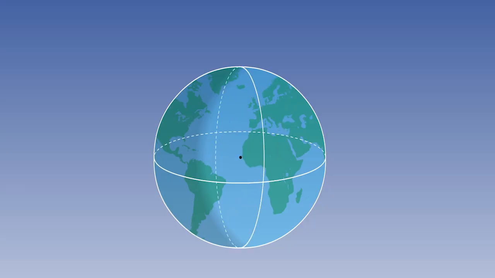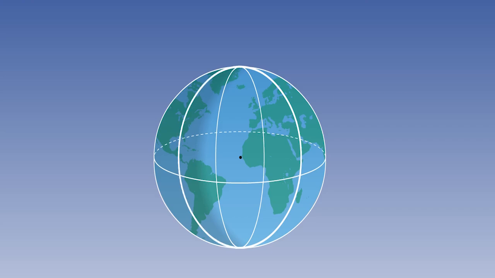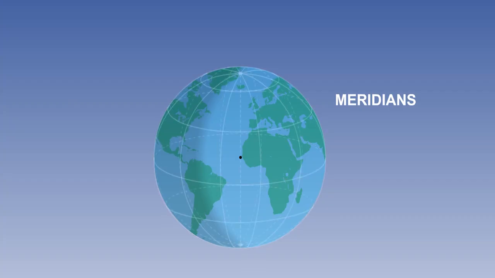Lines that run from pole to pole and cross the equator at 90 degrees are called meridians. There are many meridians on the Earth, but we need to identify one of them as a reference. The particular meridian used as a reference is called the Prime Meridian. It is this meridian that longitude is measured from.